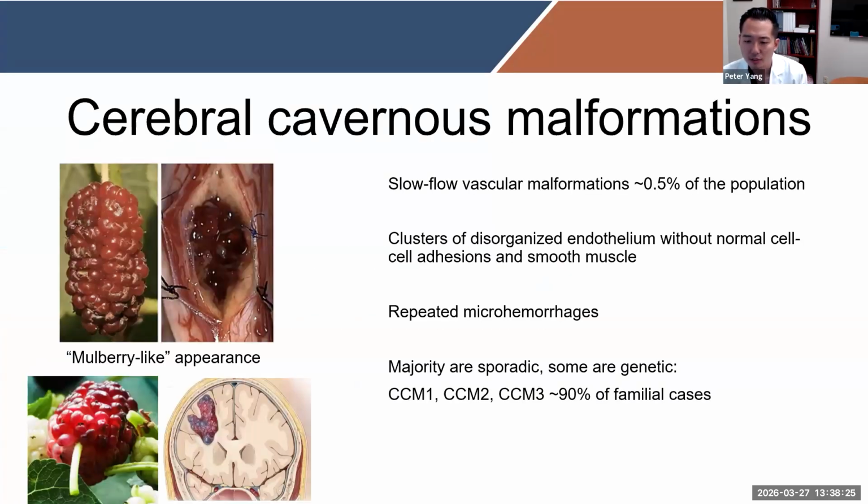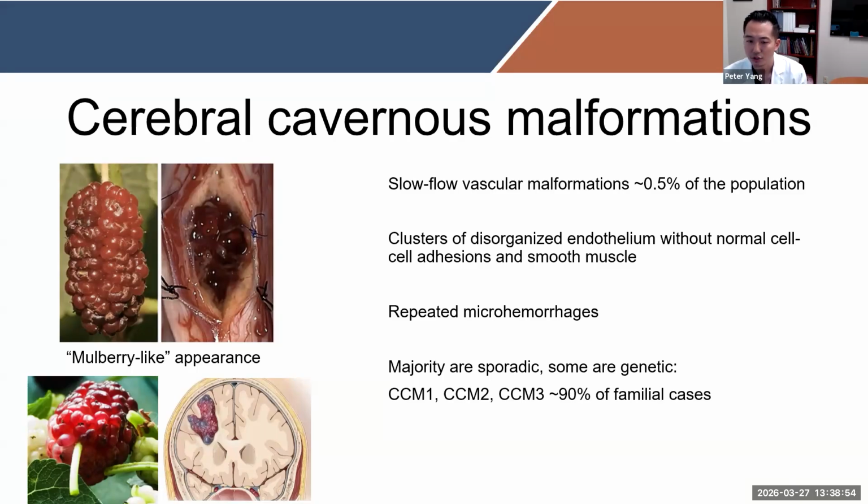Cerebral cavernous malformations are slow-flow vascular malformations that are found in 0.5% of the overall population. Under the naked eye, they appear like reddish-brown mulberries. Under the microscope, they are made of disorganized clusters of endothelial cells without a proper supporting environment, such as smooth muscle cells and appropriate cell-cell adhesion molecules. Thus, blood can leak out from the weak endothelial cell barrier and result in bleeding into the brain.